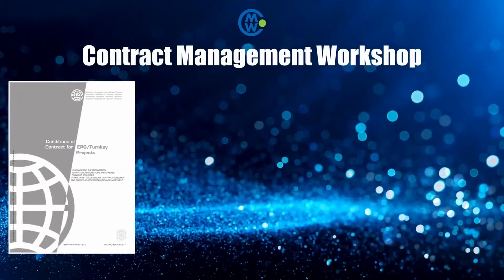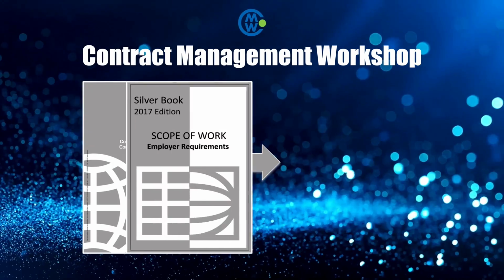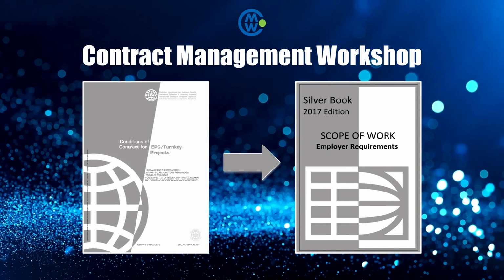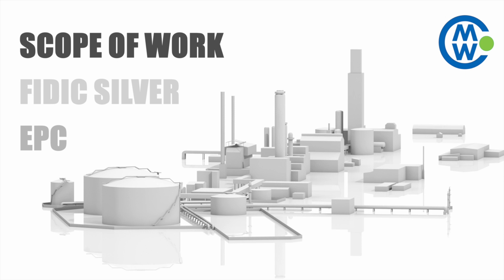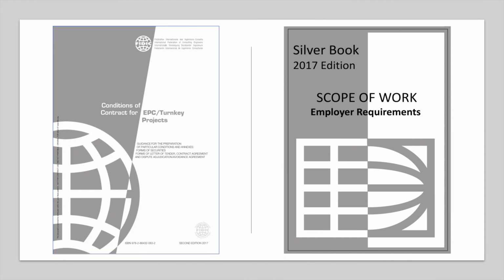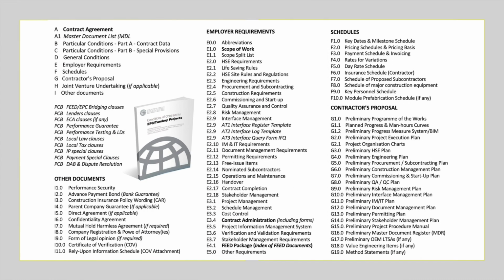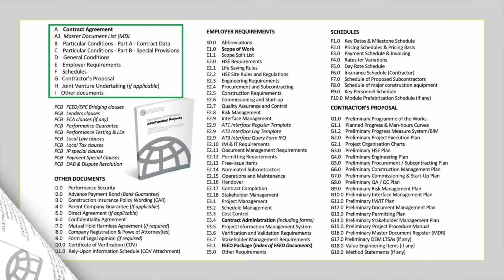We proudly present our scope of work template documents for the Silver Book EPC, Turnkey contract from the International Federation of Consulting Engineers. The 2017 edition Silver Book EPC contract consists of many documents as indicated in the overview. The contract is structured in 9 main sections as shown in A through I.